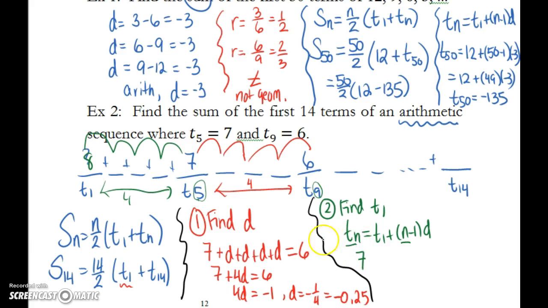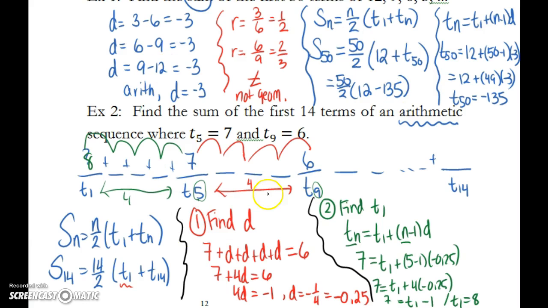T's are always terms, so 7 is our term here. T1 is unknown. N is the term number that 7 is. So 7 is our 5th term, n is 5. And I put D there, but we know D, right? It's -0.25. So we have T1 plus 4 times -0.25. So 7 equals T1 minus 1, and we get T1 equals 8. So now we know T1.